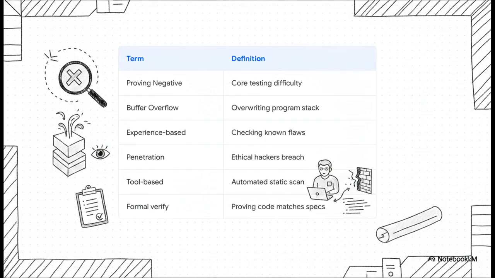Let's run through it. Remember why testing is hard? You're proving a negative. Remember your classic vulnerability, the buffer overflow, where massive strings overwrite the program stack. And remember those 4 assessment methods: experience-based testing using manual checklists, penetration testing using ethical hackers, tool-based analysis using automated static analyzers, and formal verification using mathematical proofs. Honestly, take a screenshot of this right now. It is absolute gold for your revision.